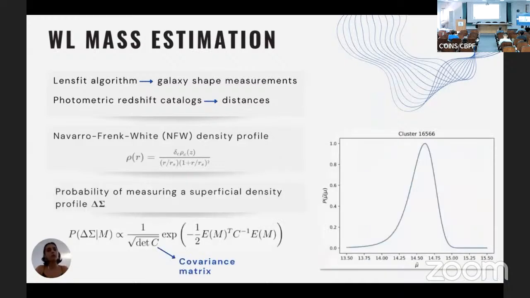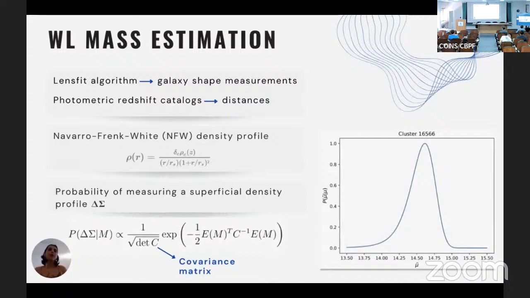And with these assumptions, they were able to estimate the probability of measuring a superficial density profile delta sigma, given that your cluster presented a true mass M. And they assumed a normal distribution given here by this equation. And what's interesting here is that they define a covariance matrix that accounts for pretty much every uncertainty that might arise when you're trying to do a weak lensing analysis.